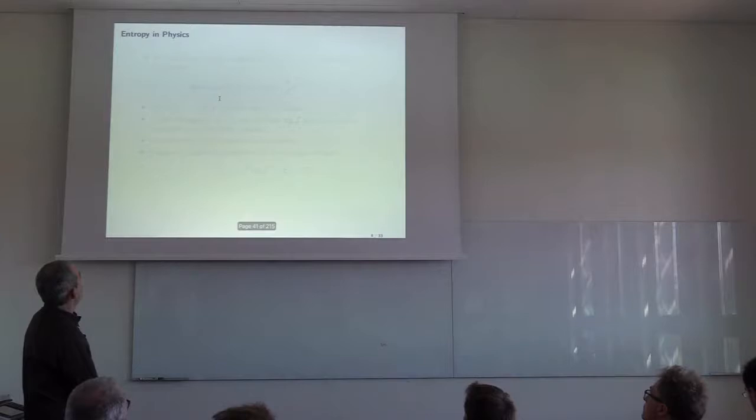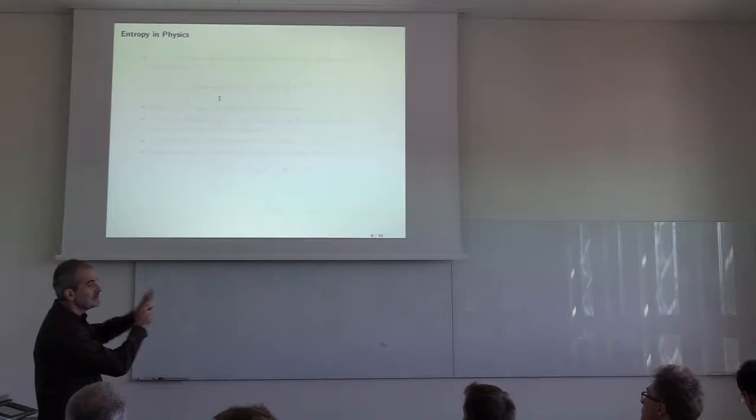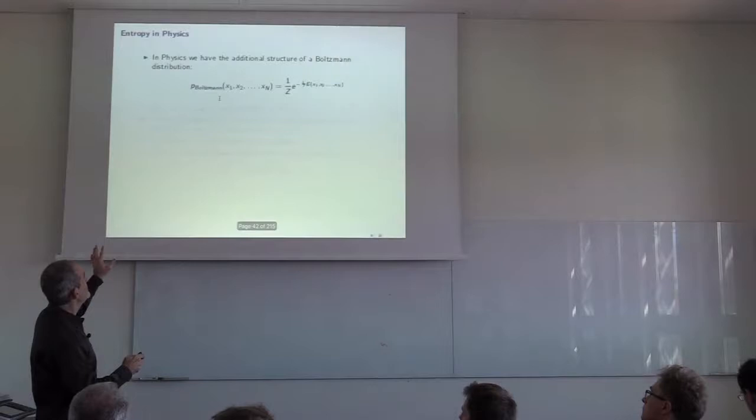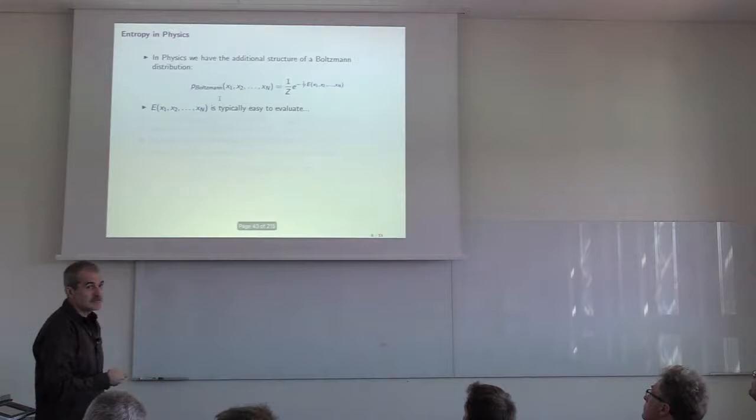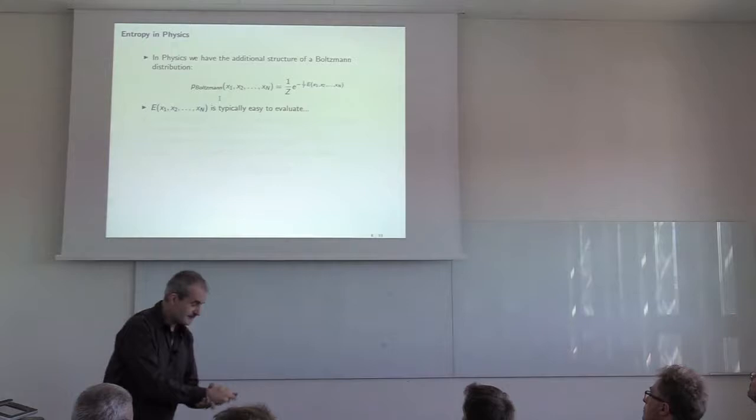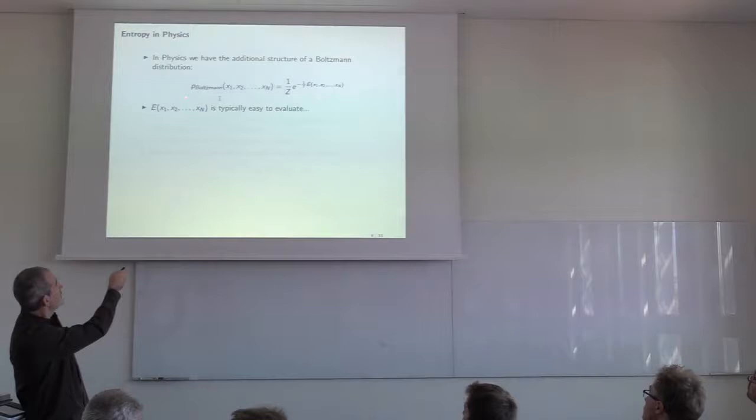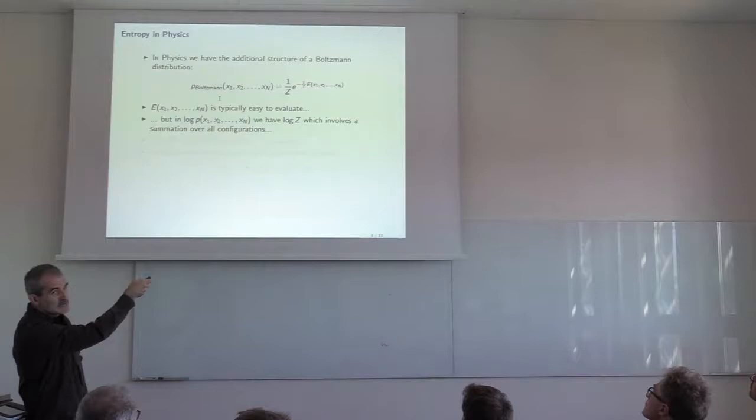Now, in physics, we do not have this type of complete generality of the probability distribution as I described earlier, but we know that the probability distribution has the form of a Boltzmann distribution, where this energy here is typically, first of all, known, and also easy to evaluate. So this is a nice feature of the physical context. However, this does not help us to compute the entropy, because if we take the log of P, then this part will be easy, but we'll also get log of Z, which is the partition function.